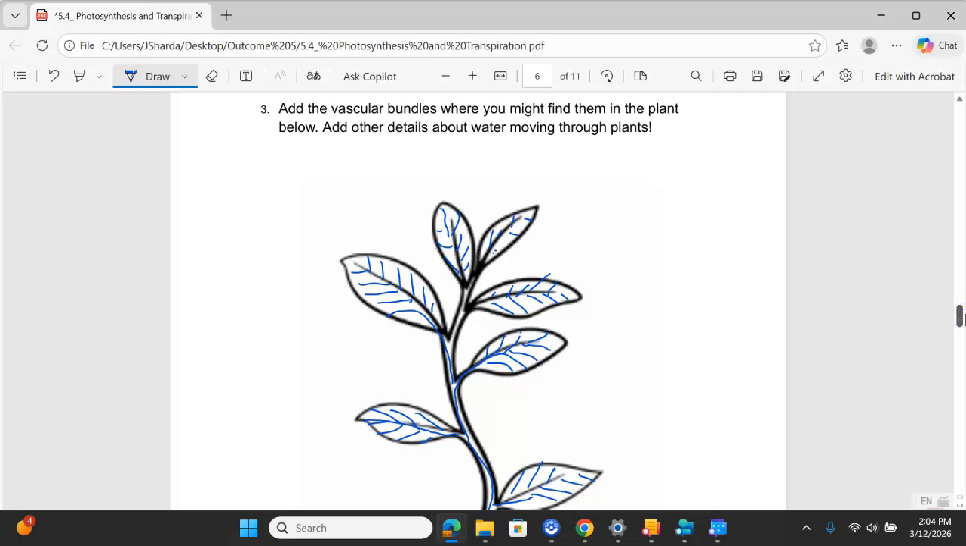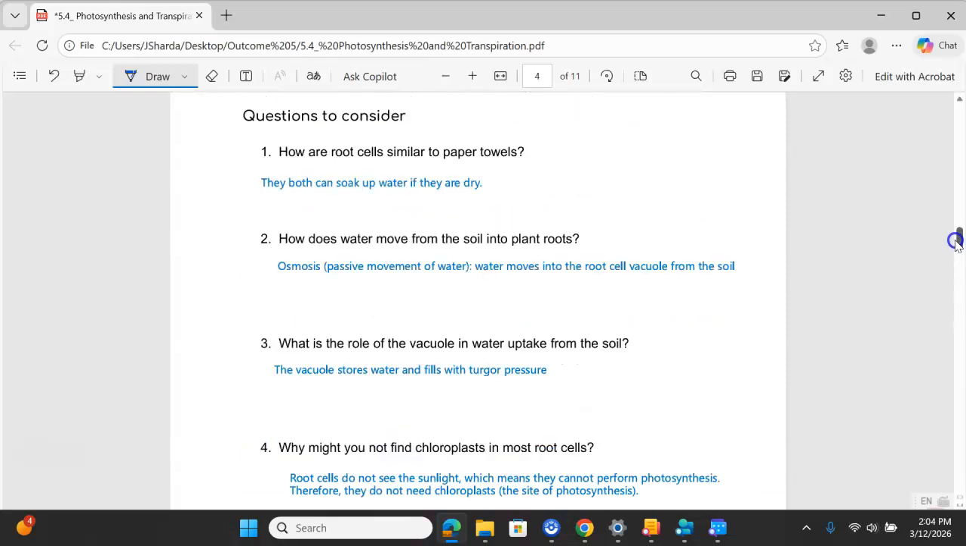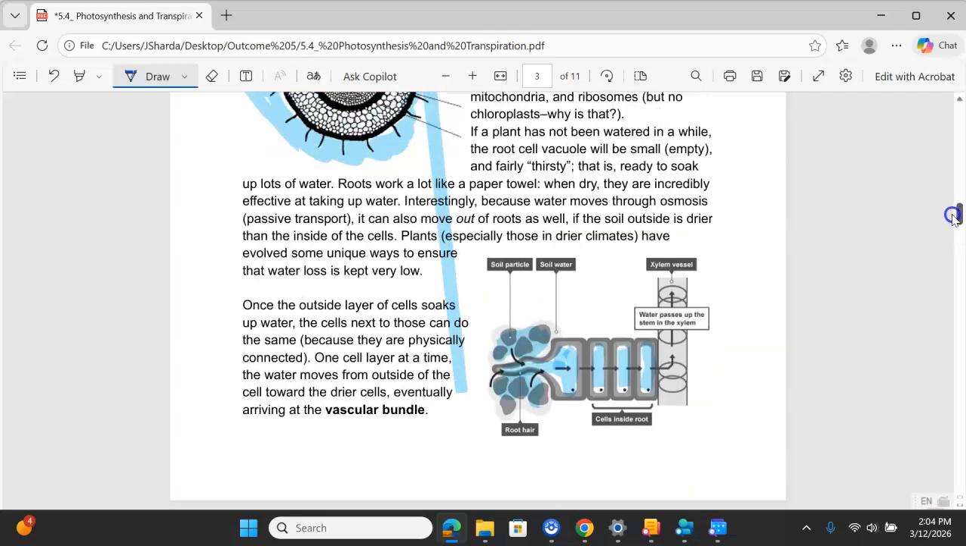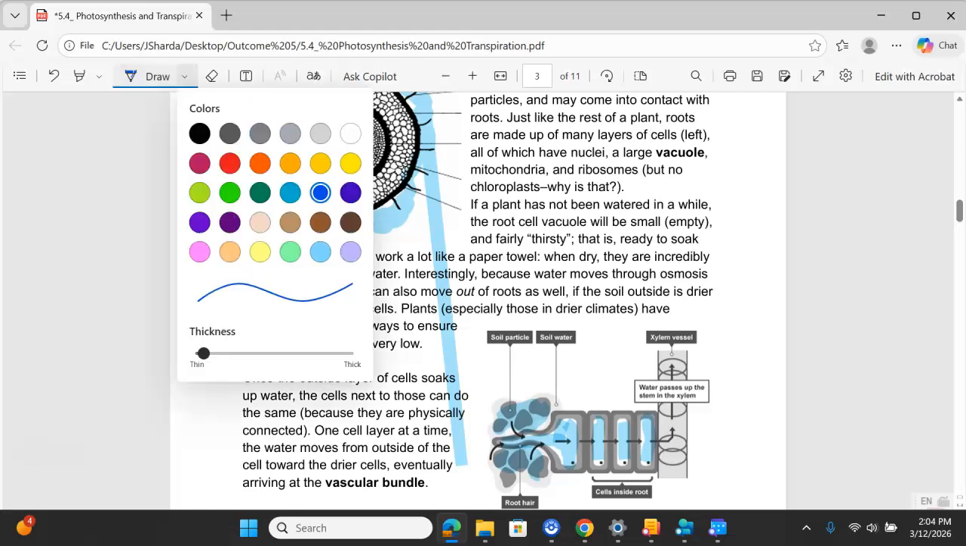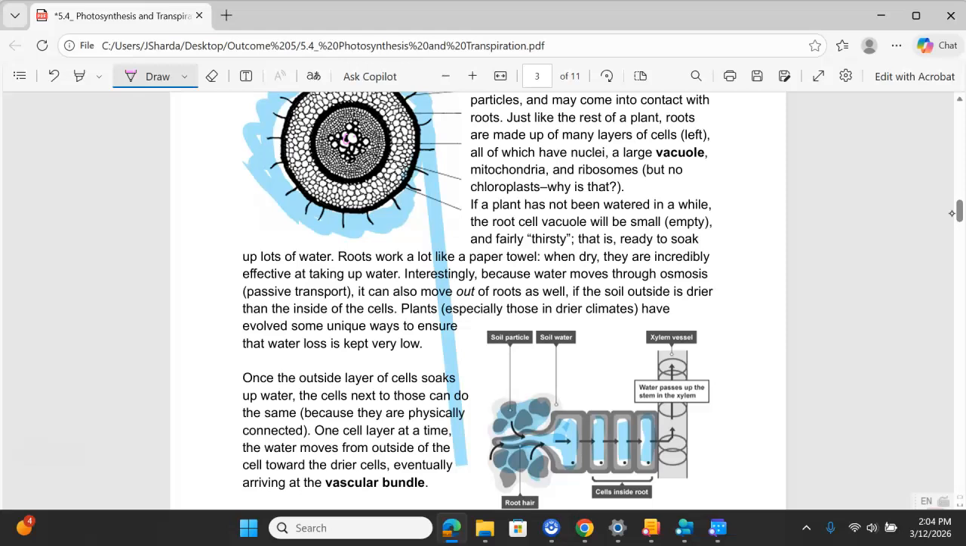So osmosis, step 1. Step 2, capillary action. The vascular bundles are those super narrow tubes. In our cross section up here, you could see, okay, got it. These are your vascular bundles, right? This is the xylem, and then the phloem are the small ones over here. Okay. All right. And that's capillary action.